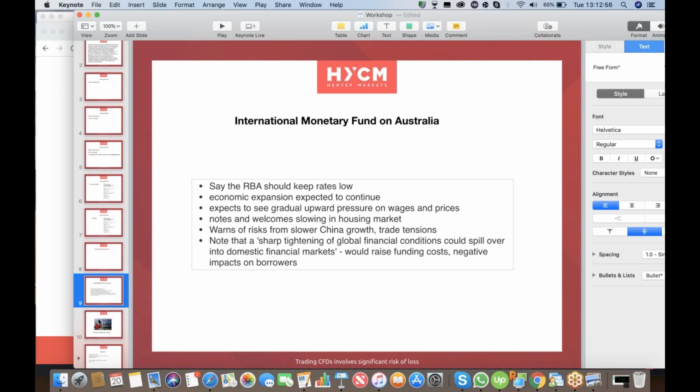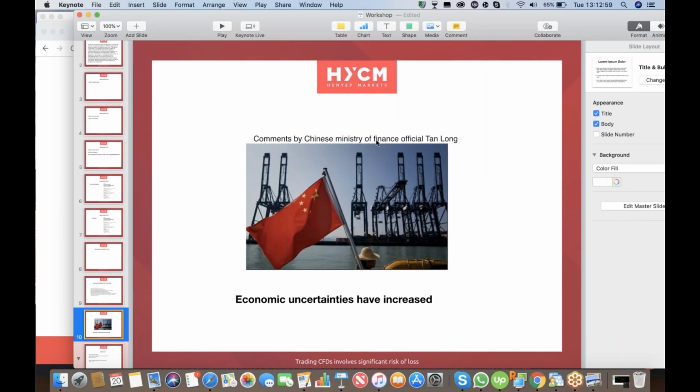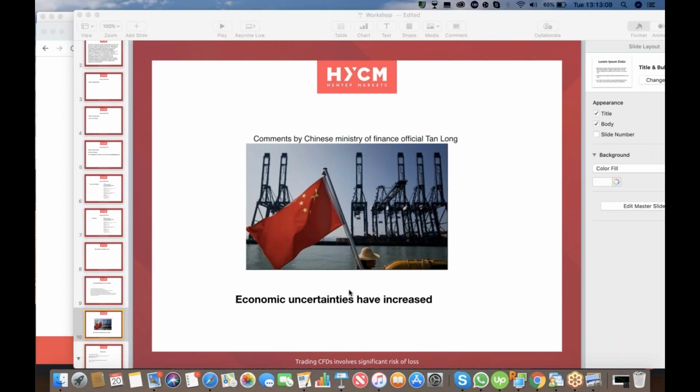On top of that, the Chinese Ministry of Finance official Tan Long came out last night, and he said that economic uncertainties have increased.